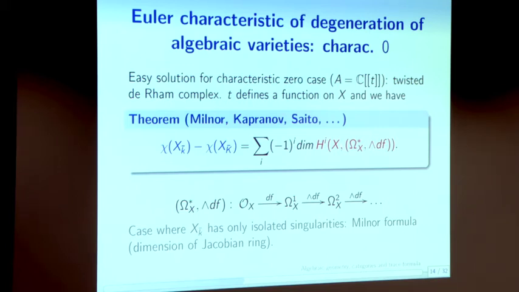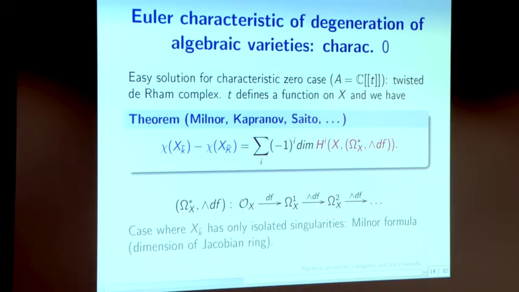So this formula, if you write it in the case where the special fiber has only isolated singularities, is what is known as Milnor formula. So Milnor formula is something telling you that the space of vanishing cycles has the same dimension as the Jacobian ring. And one interpretation of this is exactly this. So the Jacobian ring, for isolated singularities, this is exact, and the only cohomology is in degree n. And in degree n, you find exactly the Jacobian ring. So for isolated singularities, this is just Milnor formula.